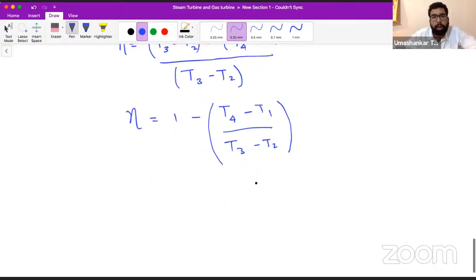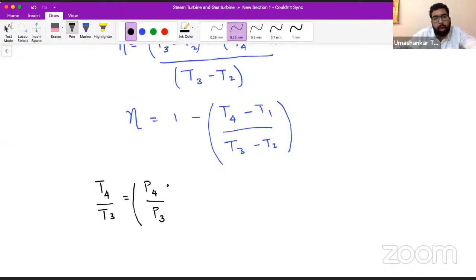No problem. Okay. So now, as we know, the live student can respond to me. As we know that the process of compression and expansion is completely isentropic. So can we write like this? T4 by T3 is equal to P4 by P3, all to the power gamma minus 1 by gamma.